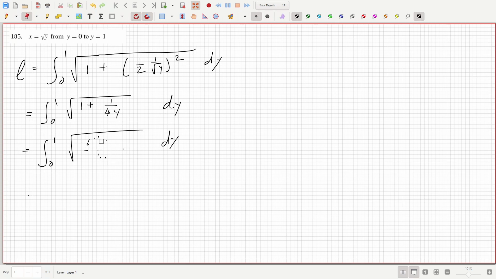Bring down the power, reduce the power by 1. Could we leave it as that? A quarter y to the minus 1, reduce the power by 1. I think we need to get a square in somehow. Oh, this is actually kind of tough, even though it doesn't look tough. Just 4y plus 1 over 4y, root the whole thing.